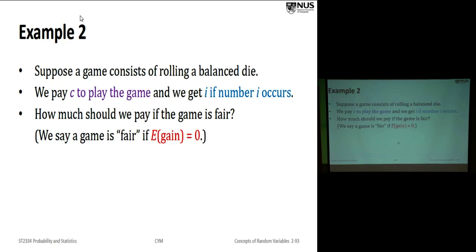Example 2. Now, suppose this game consists of rolling a fair, balanced, six-sided die, and you've got to pay C to play the game, and if you roll i, then you get i back. So the question is, how much should we pay to play the game if the game is fair? That is to say that the expected gain in this game is 0. Of course, what this means is that on average, I don't win anything. But of course, you might win sometimes, you might lose sometimes. So we want to work out the amount C that we should pay.